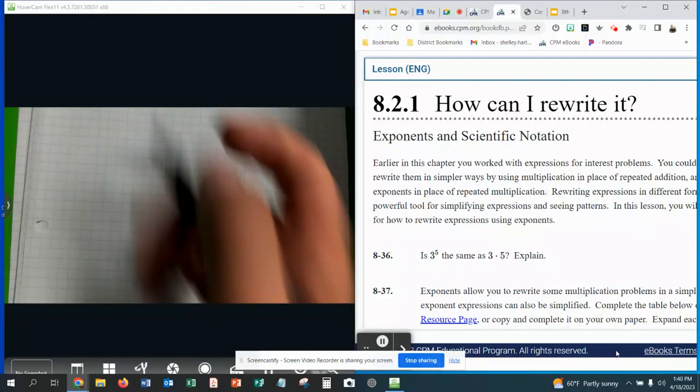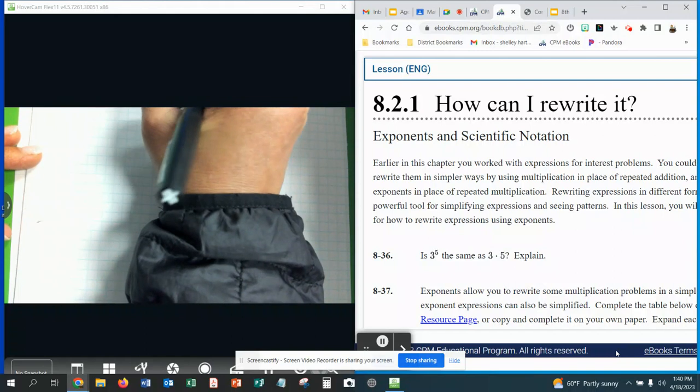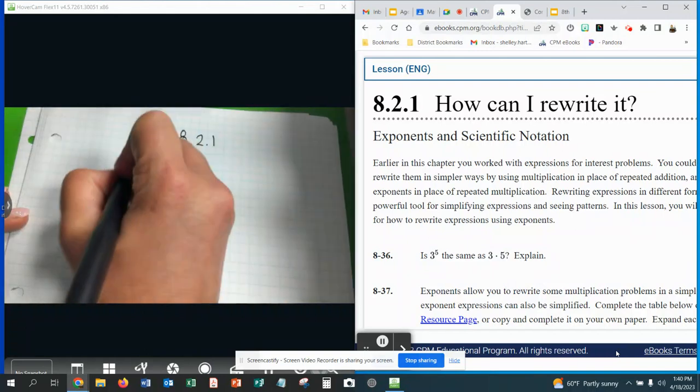All right, so we are doing CPM 8.2.1, exponents and scientific notation.